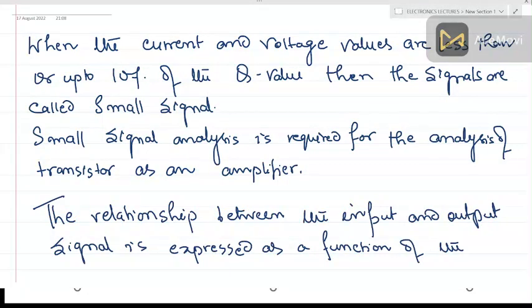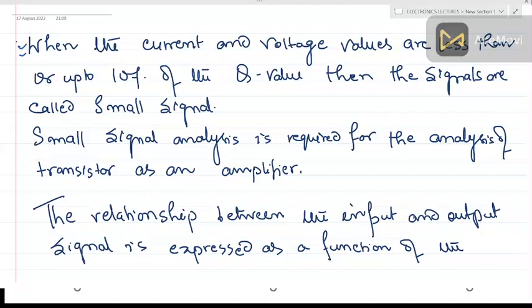The basic definition of small signal is that when the current and voltage values are such that they are up to 10% of the Q value, I have told it is a particular value of current and voltage. When your current and voltage are 10% of the Q value, then the signals are called small signals. And small signal analysis is required for the analysis of transistor as an amplifier.